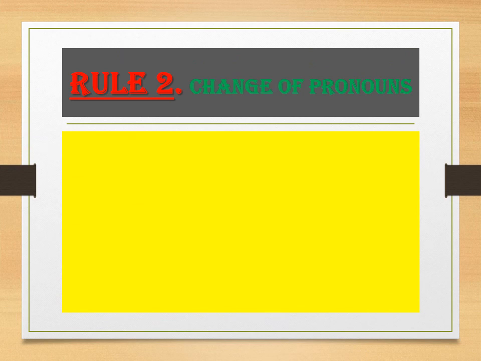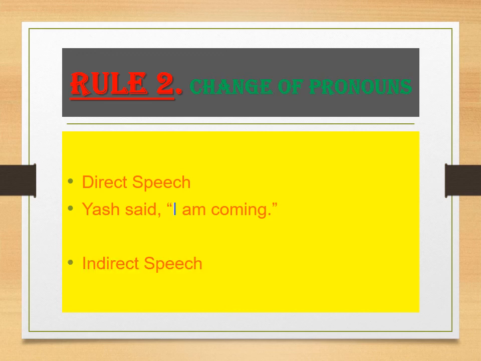Second, change of pronouns. Now the pronouns also get changed. What do I mean when I'm talking about it? I'll be giving you again one example. Yash said, see, I have highlighted the pronoun. Yash said, I am coming. In indirect speech, it will become Yash said that he was coming.